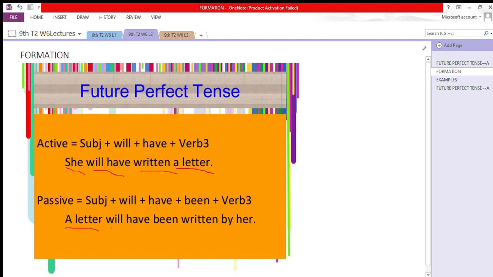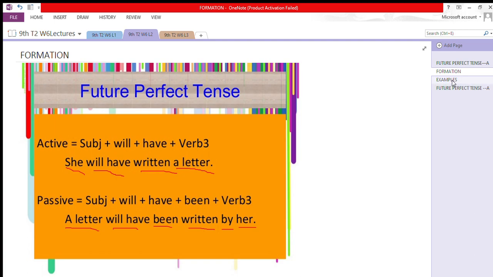Will have will remain as it is, but here you will have one more addition of the helping verb, and that is been in passive voice. In active voice, you will have only will have. Okay. But here, when you change the sentence from active to passive voice, you will have the addition of one more helping verb, that is been. And past participle remains as it is. Then you add a preposition by and the subject changes into object. And the objective case of she is her. So what you have done, she will have written a letter is changed into a letter will have been written by her. As you are already familiar with the change of voice, so this is not very difficult.